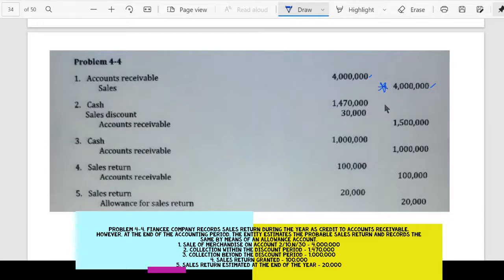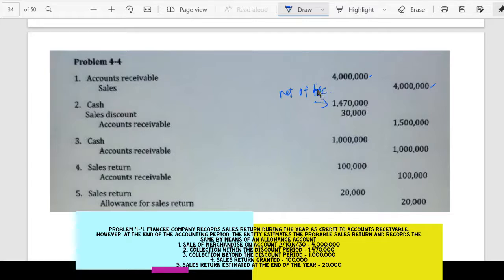The discount would be based on the 4 million. So 4 million, pila may na-collect niya? So magbase ta sa given nga collection. So the collection only is 1,470,000 and this was collected within the discount period. So therefore, the 1,470,000 is net of discount. Kay mao may na-collect nga money.